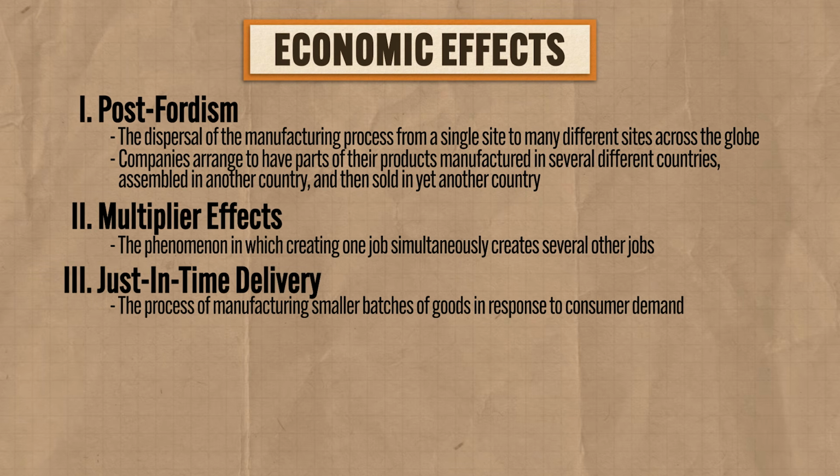And then the third big effect is the growing prevalence of just-in-time delivery, which refers to the process of manufacturing smaller batches of goods in response to consumer demand. And this is a big deal because instead of mass-producing goods and then paying to store them in warehouses, the global market has created the conditions in which companies can respond to customer demand much quicker and manufacture only what is needed for purchase.